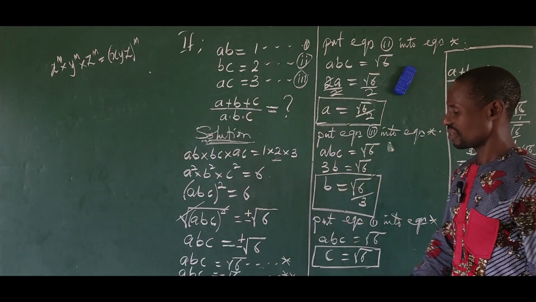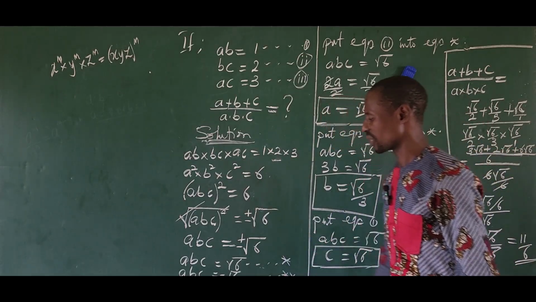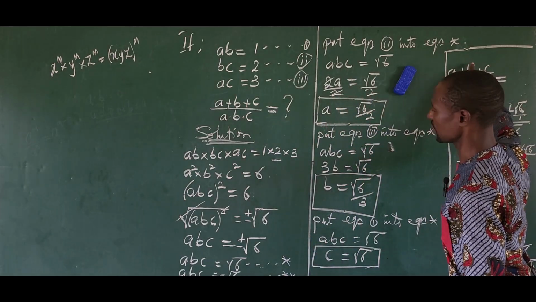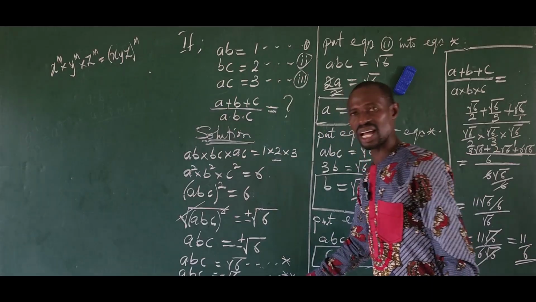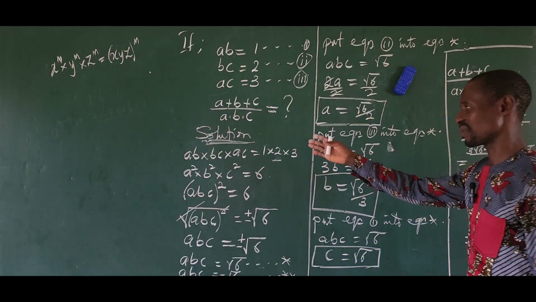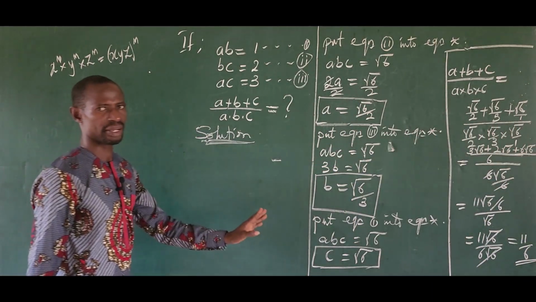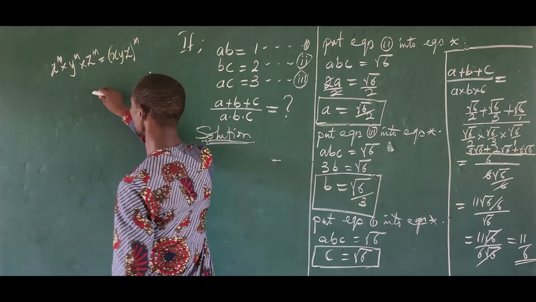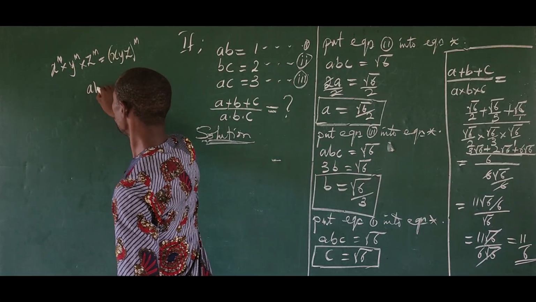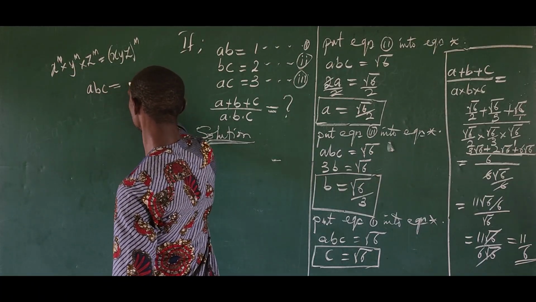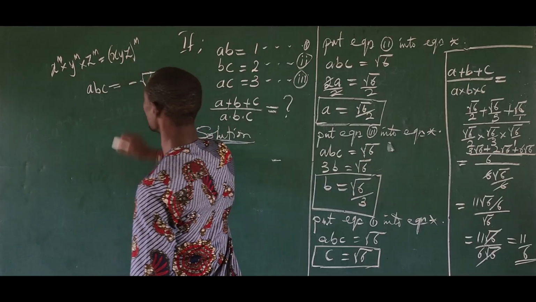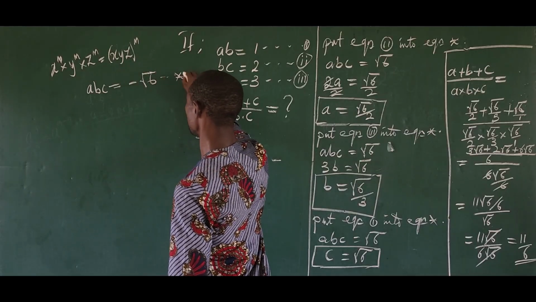All right, so now let's look for the negative. What will now be the value of this expression for our equation star, star, star? So let's erase this side and see what this gives us. From our equation star, star, remember, a, b, c is equal to negative root 6. This is our equation star, star, remember?